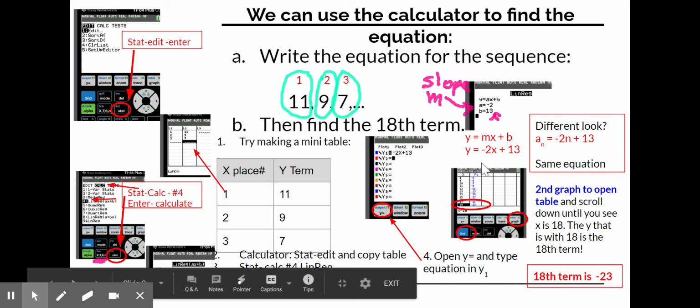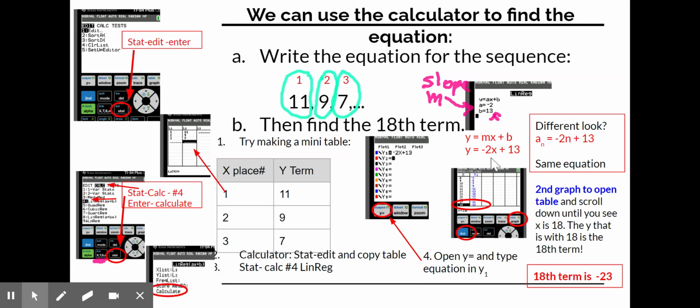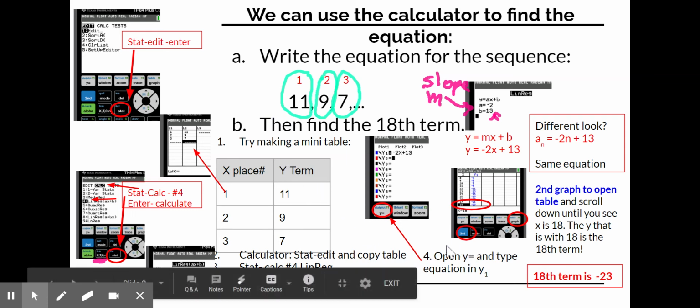Now, if they ask for the equation in arithmetic sequence explicit form, then it would look slightly different. But again, it would still have the same slope. But what you would have to do is look for the first term instead of the y-intercept. The first term would be a little bit different. It would be 11. If you remember, the y-intercept was backed up 1. But I think the calculator will still help you.